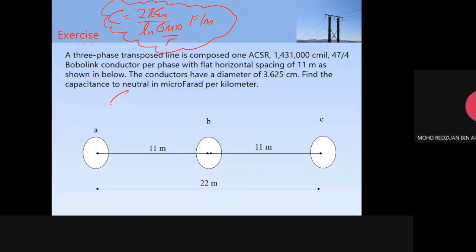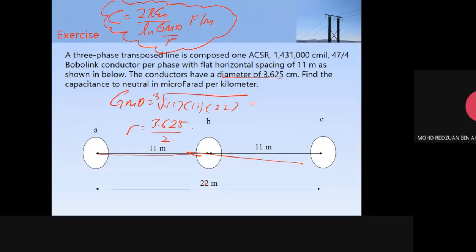So what is GMD? This is the different distances: this 11 meters, and then this 22 meters. So we have to find GMD, the geometric mean distance between these three cables. So GMD is equal to this value, 11, 11, 22. This is how we calculate GMD. And then the radius R equal to diameter 3.625 over 2 times 10 minus 2 meters.